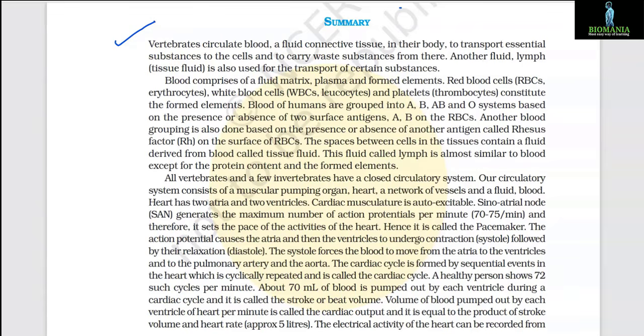Blood of humans is grouped into A, B, AB and O systems based on the presence or absence of two surface antigens, A and B, on the RBCs. Another blood grouping is also done based on the presence or absence of another antigen called rhesus factor, that is Rh factor, on the surface of RBCs. The spaces between the cells in the tissues contain a fluid derived from blood called the tissue fluid. This fluid, called lymph, is almost similar to the blood except for the protein content and the formed elements.